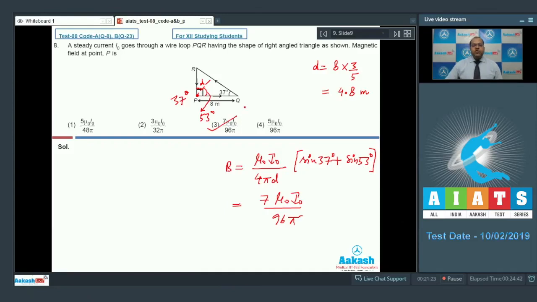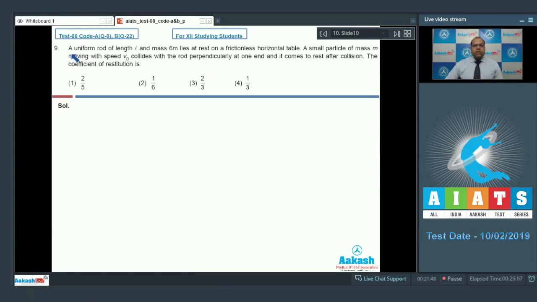Let's move to question number 9. In question number 9, a uniform rod of length L and mass 6m lies at rest on a frictionless horizontal table. A small particle of mass m moving with speed v0 collides with the rod perpendicularly at one end and it comes to rest after collision. The coefficient of restitution is?